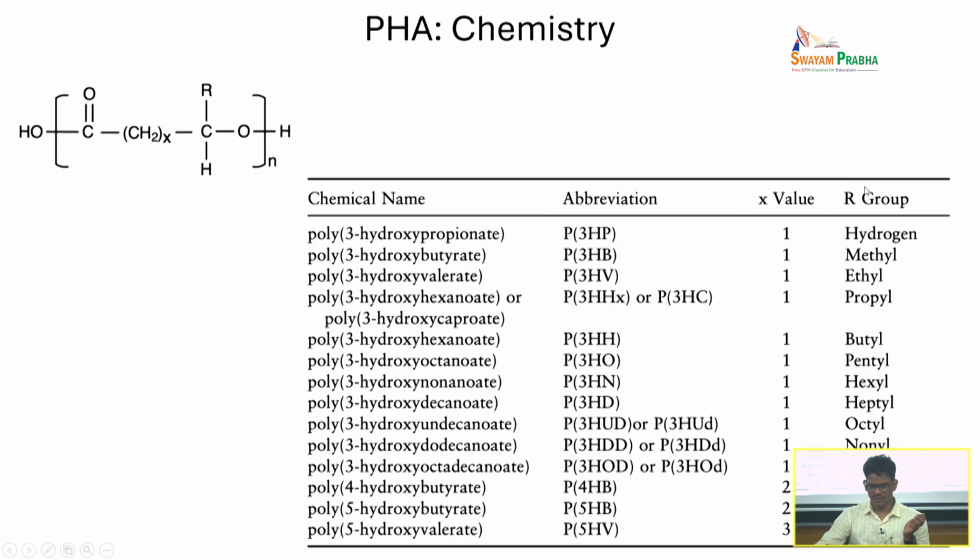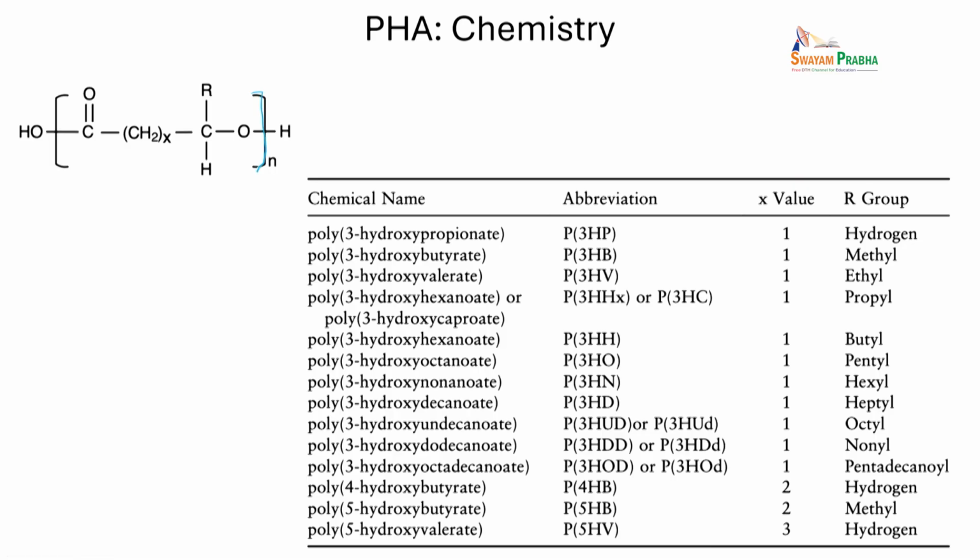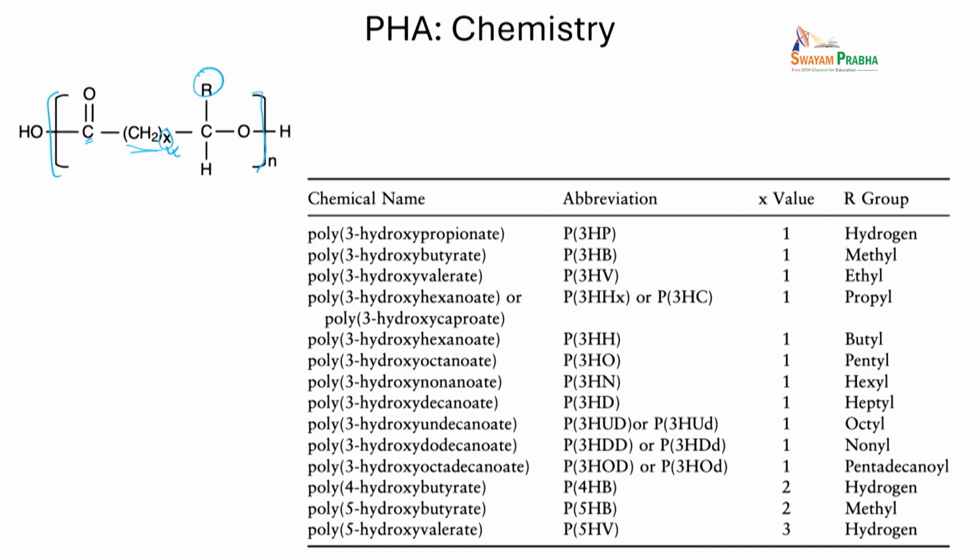Now, if you look at the chemical aspects, this is the formula. The repeating unit is shown here within this bracket. There is a CO bond, carbonyl bond, and there is a CH2. This X is a variable. X can take different values, and then you have this R-CH-O and the repeating unit. I think about 150 different kinds of PHA molecules are available, depending upon what the value of X is and what this R here is.